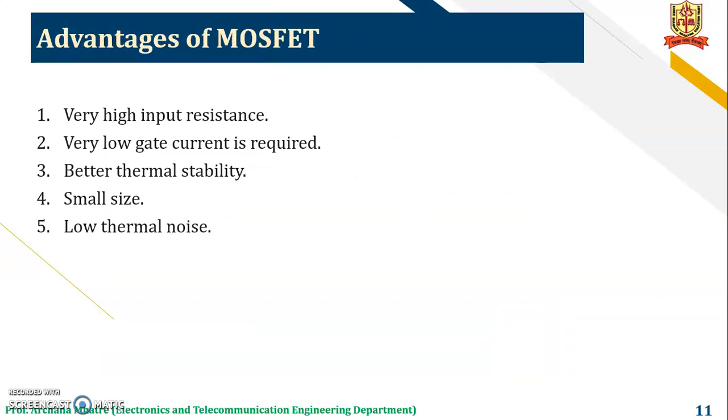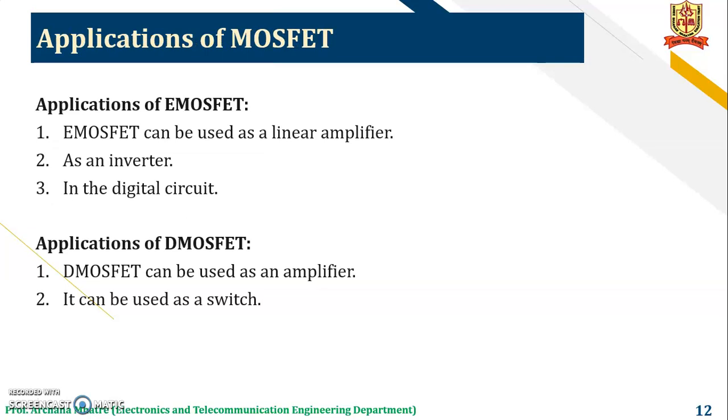Now advantages of MOSFET: very high input resistance, very low gate current required, better thermal stability, small size, low thermal noise. Applications of MOSFET. Applications of E-MOSFETs are: E-MOSFET can be used as a linear amplifier and as an inverter in digital circuits. And D-MOSFET, that is depletion MOSFET, can be used as an amplifier. It can be used as a switch.